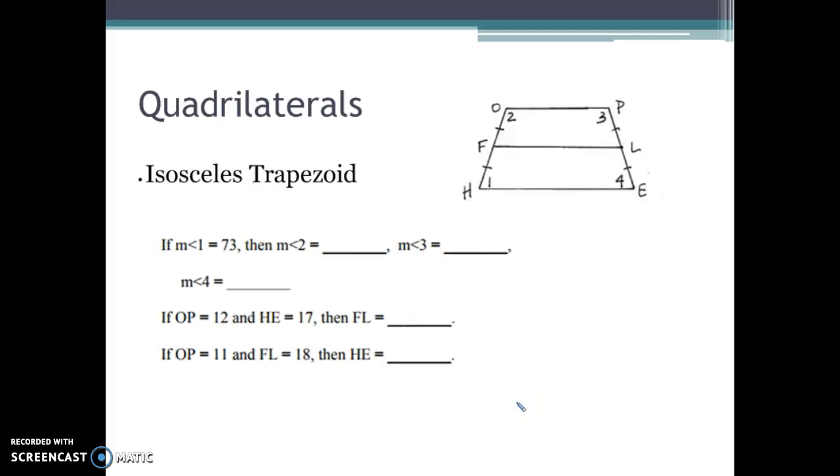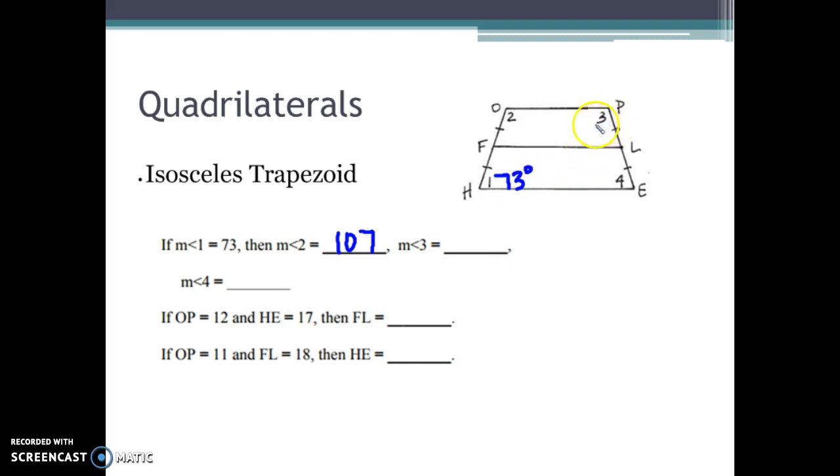All right, another quadrilateral is an isosceles trapezoid, which is a specific kind of trapezoid, and it's a symmetrical one. This one says that if the measure of angle 1 down here is 73, we want to know what angle 2 is. Well, angle 1 and angle 2 are consecutive in my big trapezoid, and so that means that they are supplementary. So then we have 180 minus 73, which is 107.